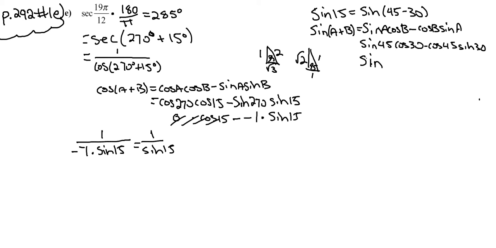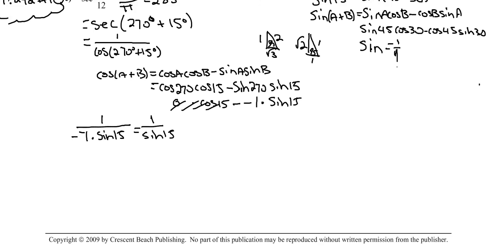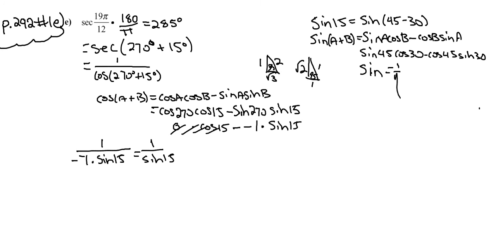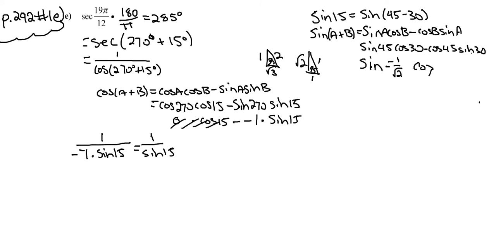So sine 45 is 1 over root 2, and cos 30 equals root 3 over 2, and cos 45 equals 1 over root 2, and sine 30 equals 1 over 2.